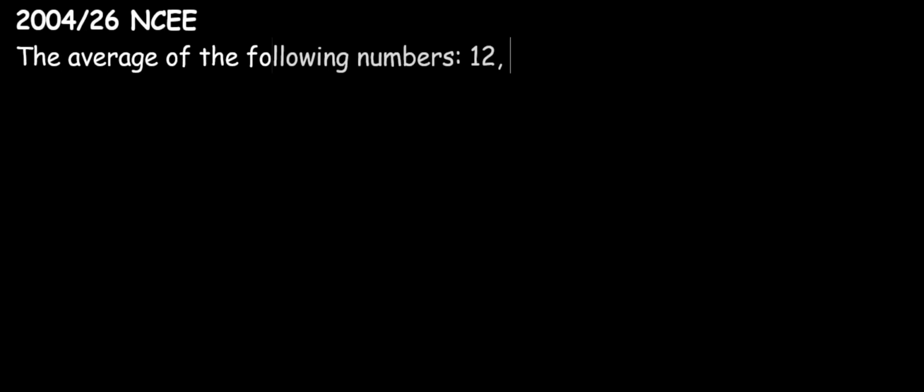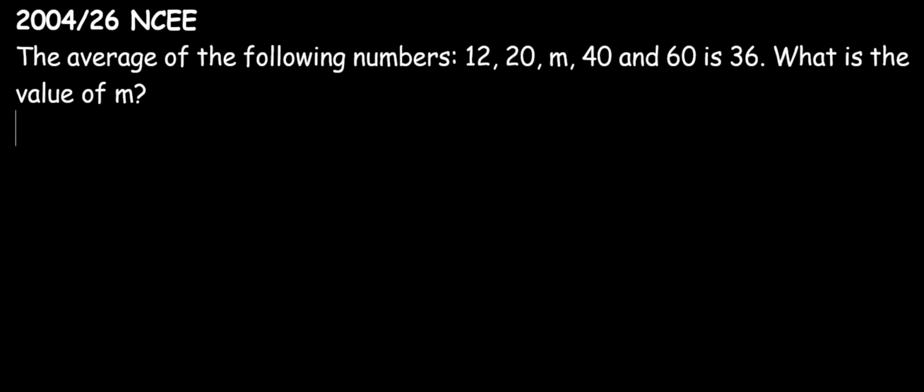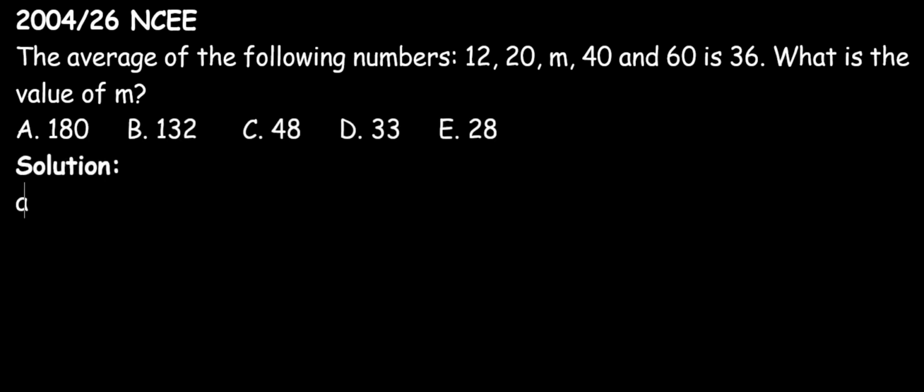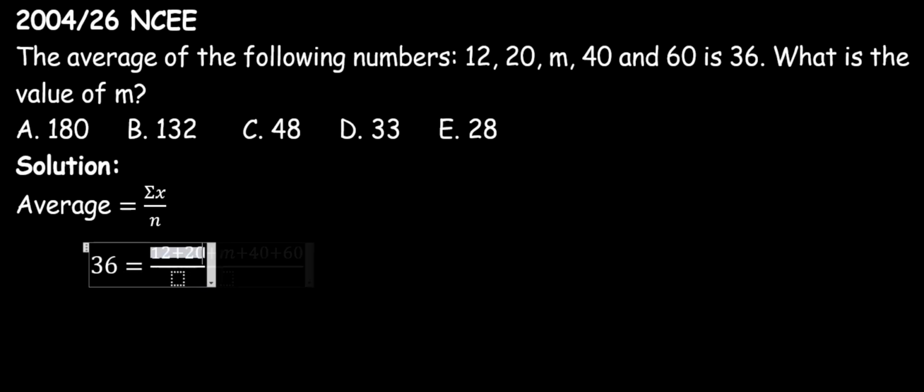Another example. The average of the following numbers, 12, 20, m, 40, and 60 is 36. What is the value of m? The options are given. Solution. Average is equal to summation x over n. Substituting, we have 36, which is our average, is equals to 12 plus 20 plus m plus 40 plus 60 all over 5. The total number of data there is 5. Adding the numbers, that is to say 36 is equals to 132 plus m over 5.